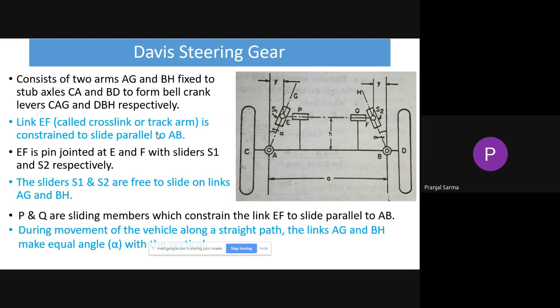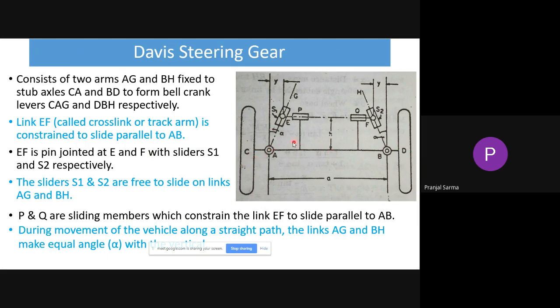Okay, so now what about this type of steering gear? We are just showing the front portion. We already know this is the front wheel, one front wheel, and another front wheel. Here it is pivoted, so this much is the stub axle.